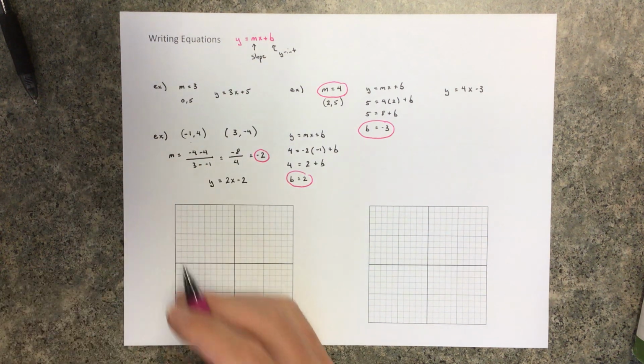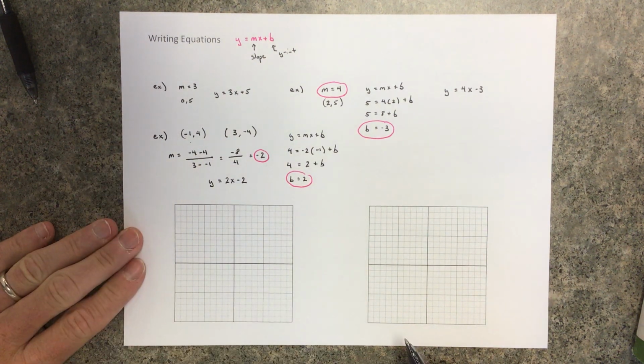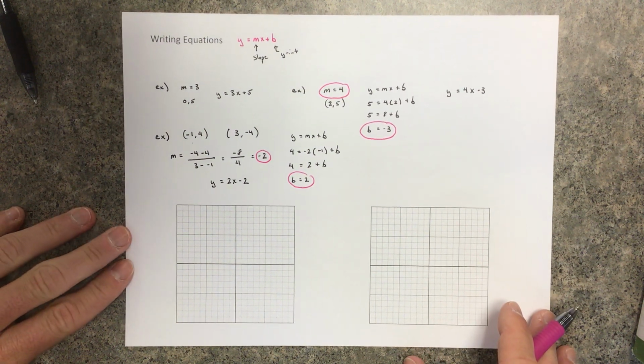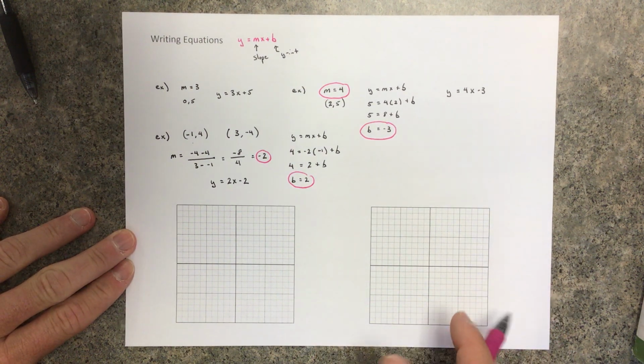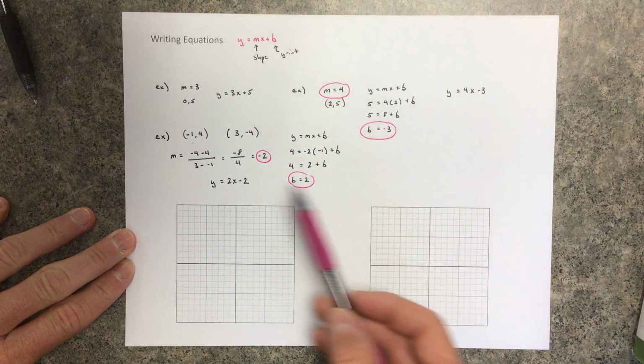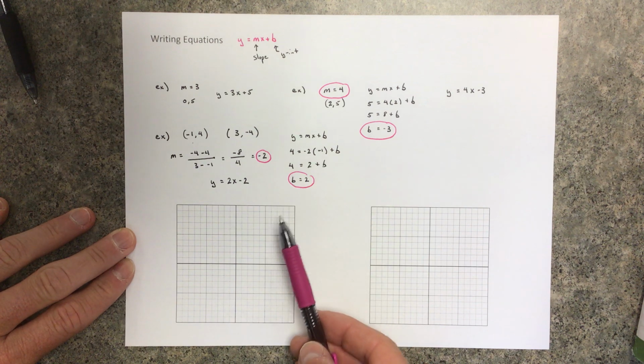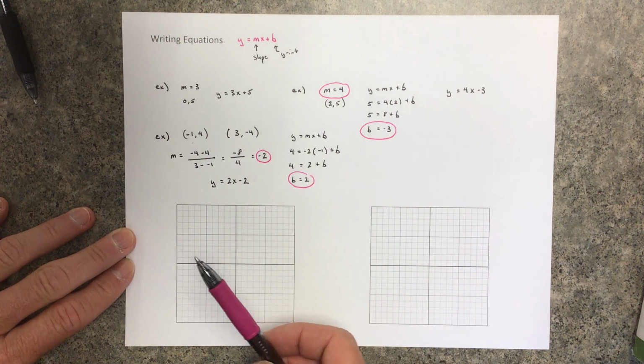There are other ways to find equations of lines, but I think y equals mx plus b is the one you're probably most familiar with, and it's probably the easiest. No matter what you're given, if you're given a slope and a point, if you're given 2 points, find the slope, find the y-intercept, write the equation of the line. That's really all you need.